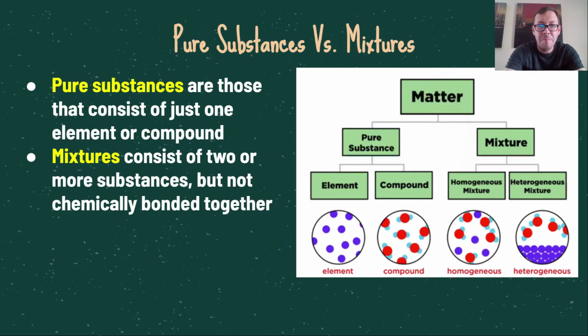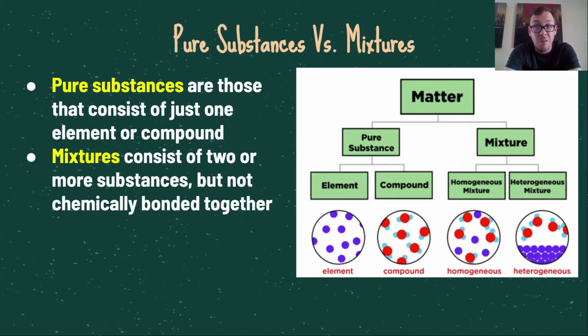Let's dive in. So first off, let's start by differentiating between pure substances and mixtures. Pure substances are those that consist of just one element or a compound. So an element would be just any single element on the periodic table, and a compound would be a combination of two of those elements that are chemically bonded to each other. Mixtures consist of two or more substances, but are not chemically bonded together.